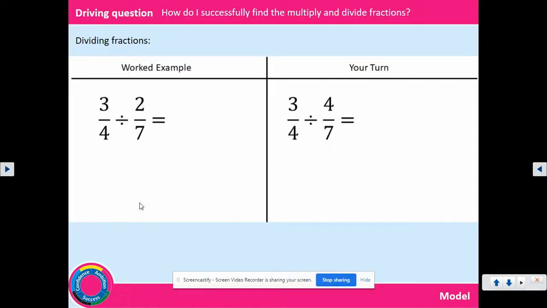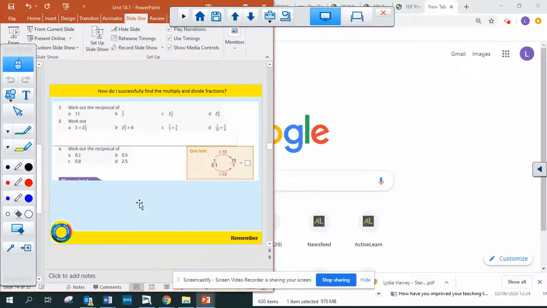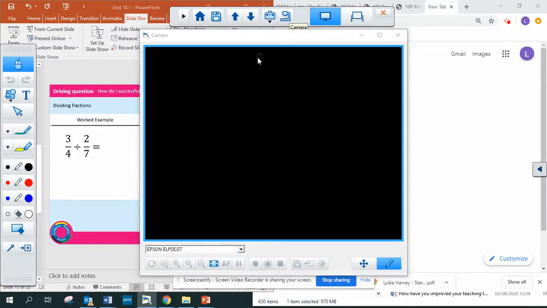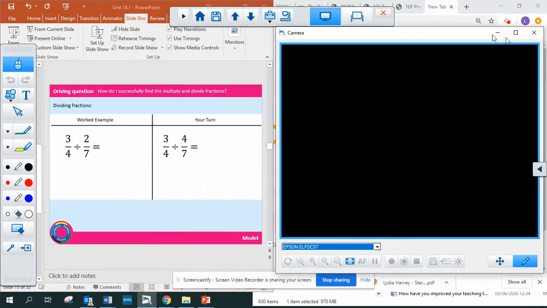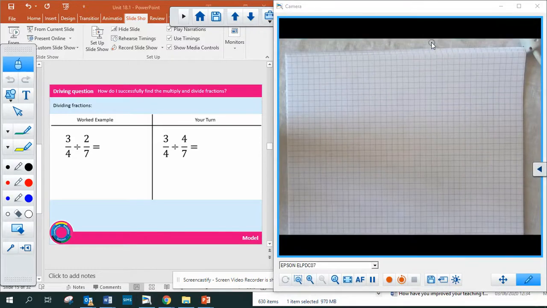Okay, so what we're going to have a look at today then is dividing fractions. So last lesson we looked at multiplying fractions, and we know with multiplying fractions we just multiply the numerators together and then the denominators together. Okay, with dividing fractions it's slightly different, but it's just a small process you have to remember, and then it is the same as multiplying fractions.